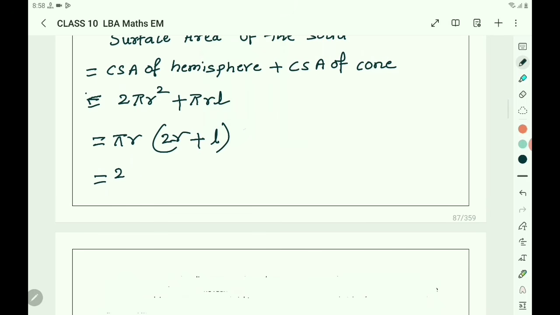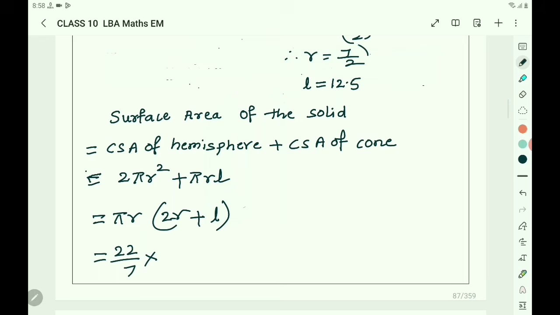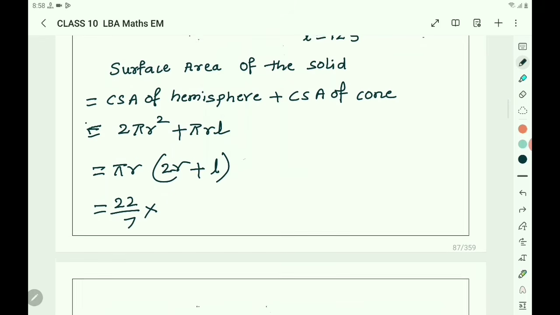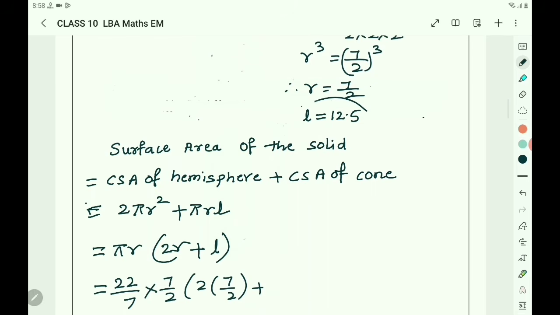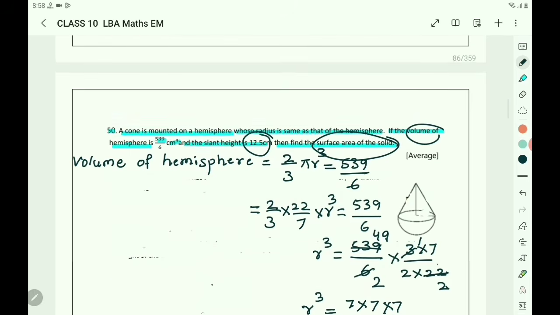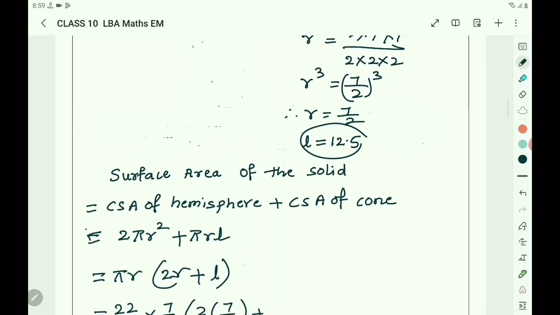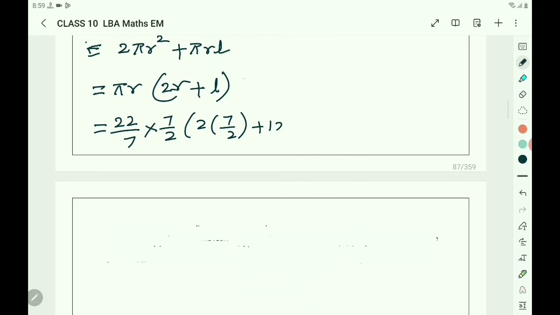Pi is 22 by 7, r is 7 by 2 into 2 into 7 by 2. 2r is 2 into 7 by 2 plus L. L is the slant height. Slant height is how much? 12.5. Right, 12.5.